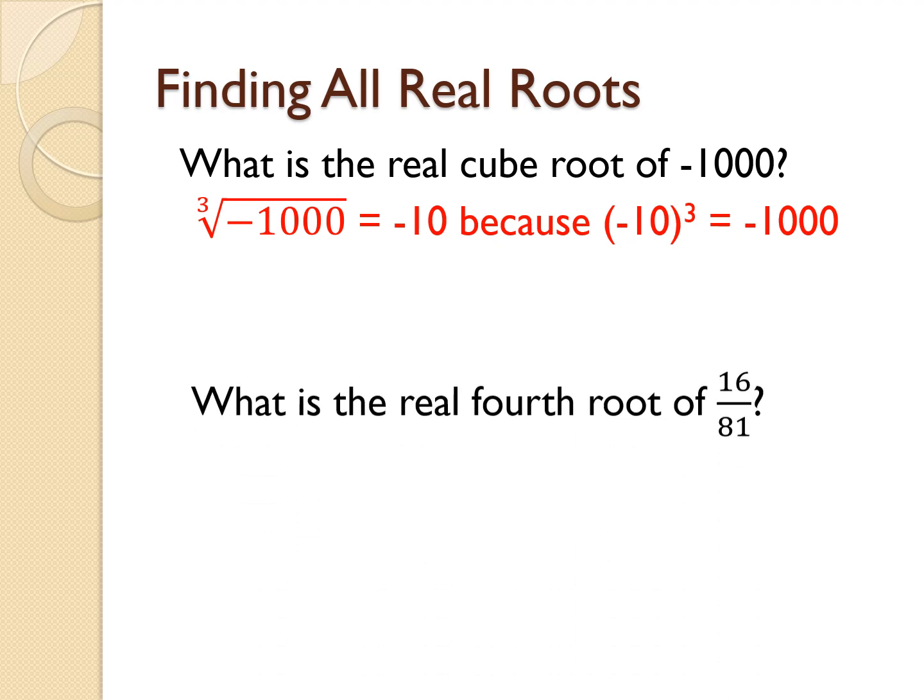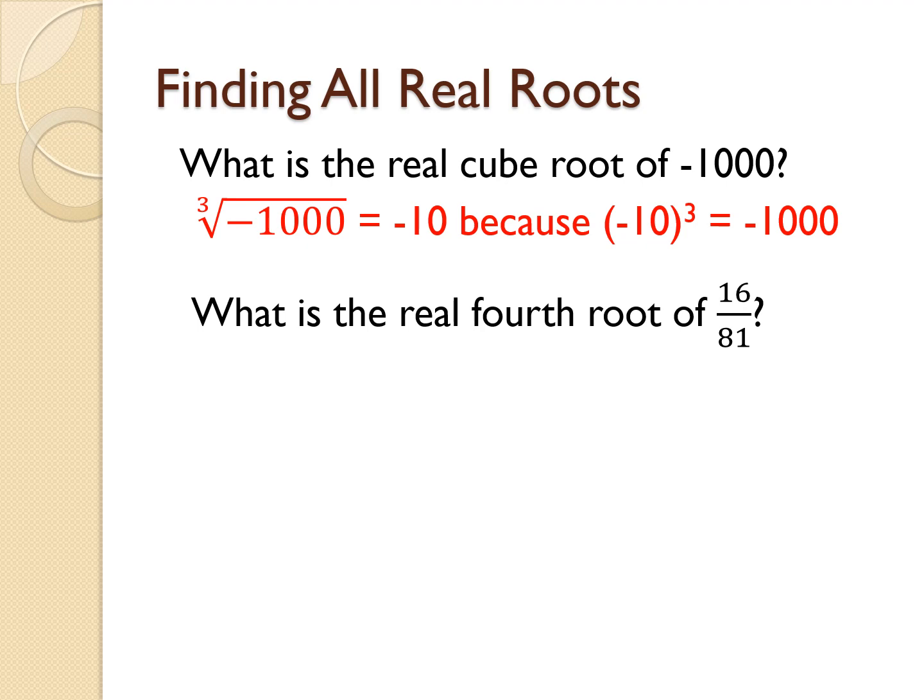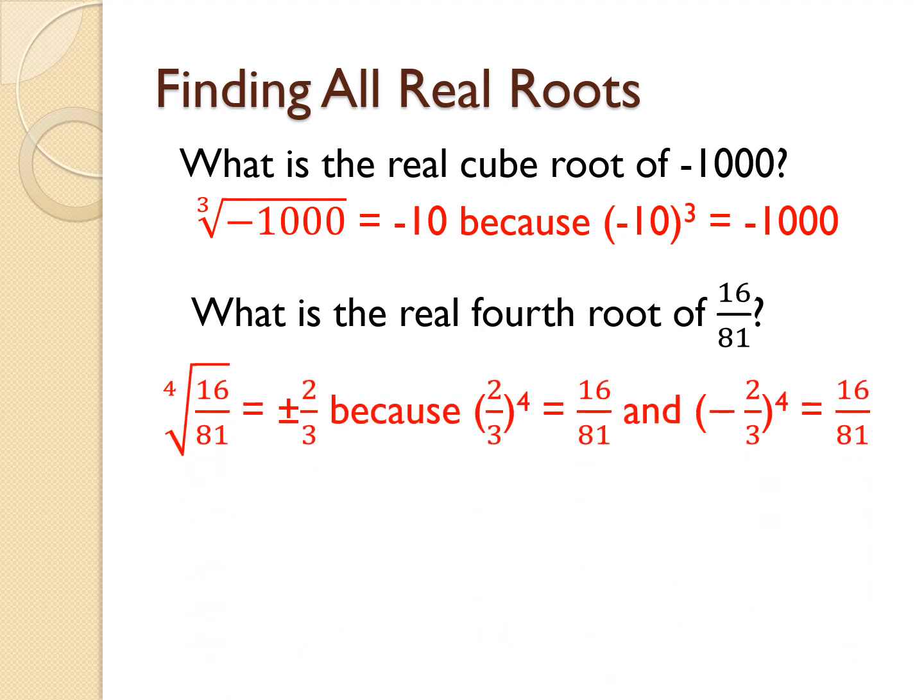But what if I asked you what is the fourth root of 16/81? Well, I'm putting the fourth root there. I'm putting the radical because I'm trying to solve for it. And since the fourth root is even, it has to be plus or minus 2/3 because I put the radical there and the index is even. So plus or minus 2/3 is your answer because 2/3 to the fourth is 16/81 and -2/3 to the fourth is +16/81 as well.